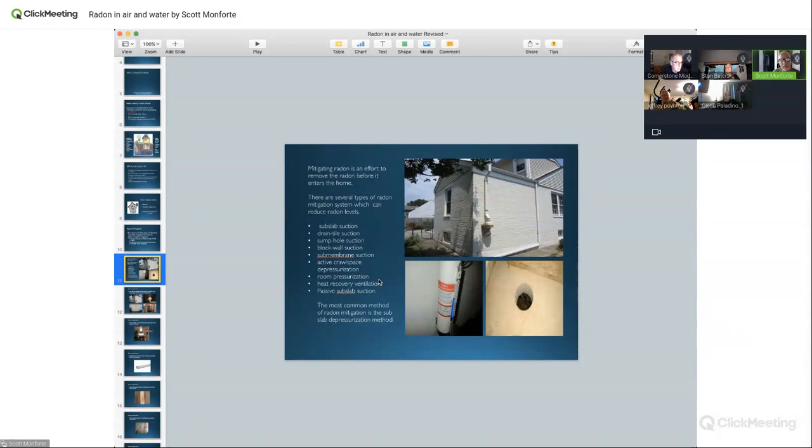So doing an active crawl space would be like sealing the crawl space off and putting a pipe through the entrance and trying to depressurize that. That to me is probably a last resort. If you can get into the crawl space and cover it and do submembrane, that's ideal. Some of these old farmhouses that we deal with, there's multiple crawl spaces, you can't get in it. That's where an HRV may come in. Room pressurization, no, I haven't done that, where you're pressurizing it, keeping the gas out.